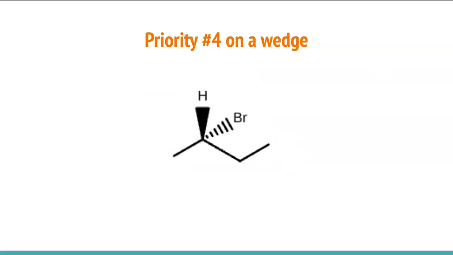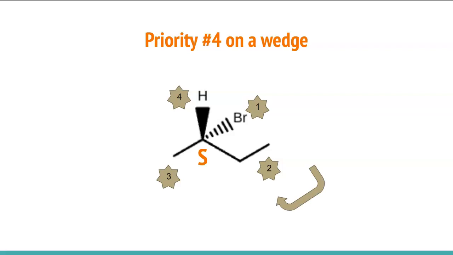Now, the third example is a priority number 4 on a wedge. If you'll remember, the priority number 4 on a wedge means we just flip our clockwise versus counterclockwise R and S's. So bromine takes priority number 1. We have the ethyl group again with priority number 2 and the methyl group with 3. Hydrogen is 4, but it is on the wedge. Still moving clockwise, but it gets the S determination because of the wedge.